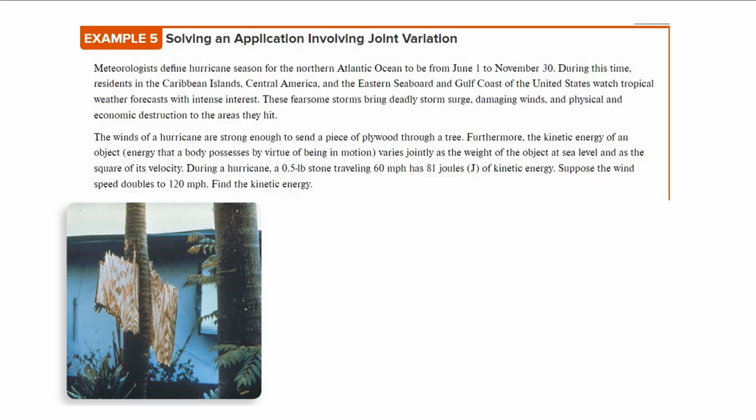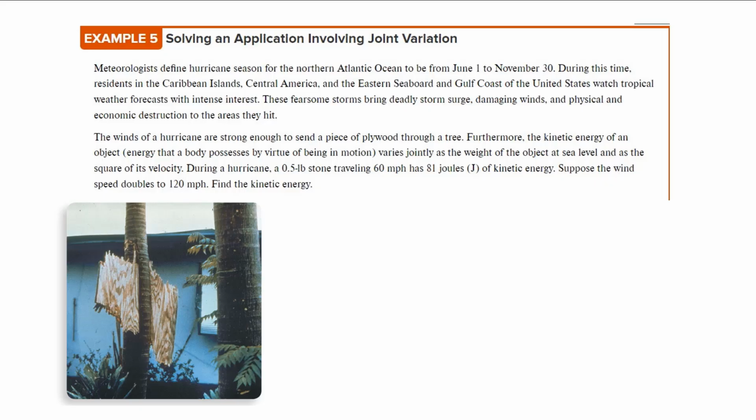So the kinetic energy of an object is the energy that a body possesses as it's flying through the air. That board had a certain amount of energy stored up in it, and that energy was spent on that tree, you can see. So the kinetic energy in an object varies jointly as the weight of the object at sea level and as the square of the object's velocity. So during a hurricane, a 0.5 or half-pound stone traveling 60 miles per hour has 81 joules of kinetic energy. Suppose the wind speed doubles to 120 miles per hour, find the kinetic energy of that same stone.